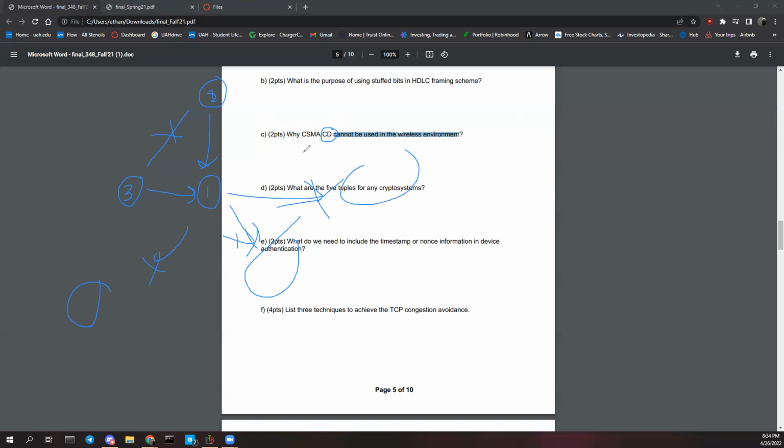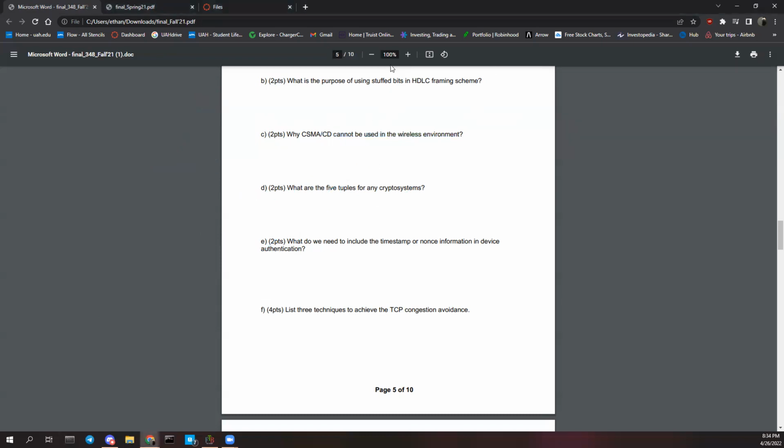You can't get away with using collision detection here because collision detection has to propagate the entire network and silence everyone, where collision avoidance cannot do that because it's in a wireless situation and it can't always reach every network component. All right, there's that.